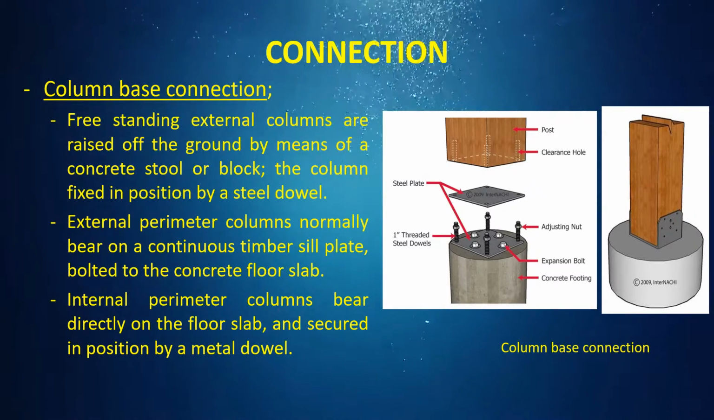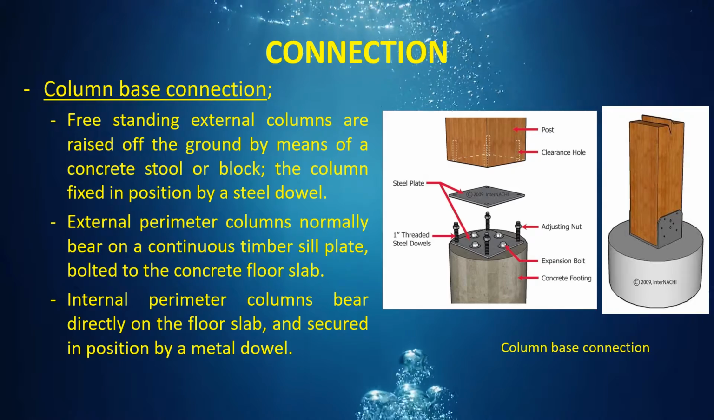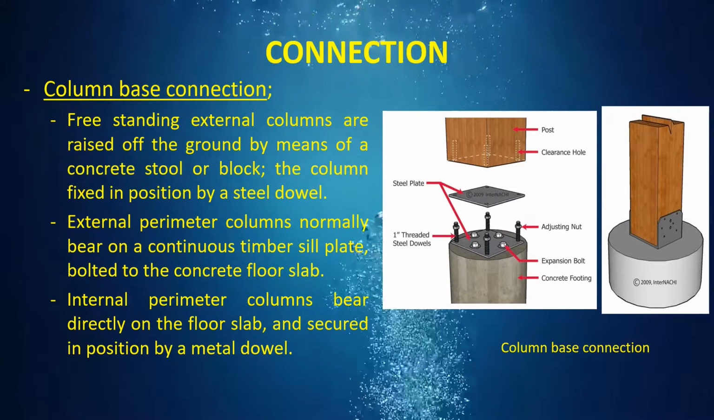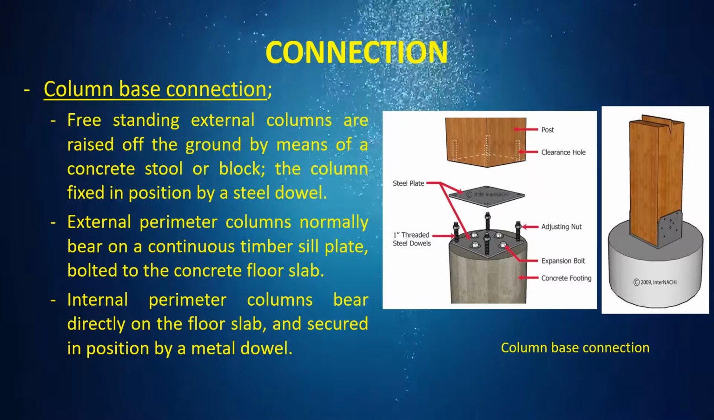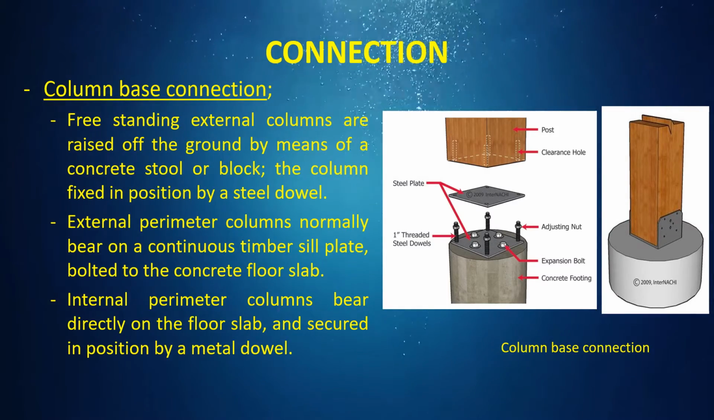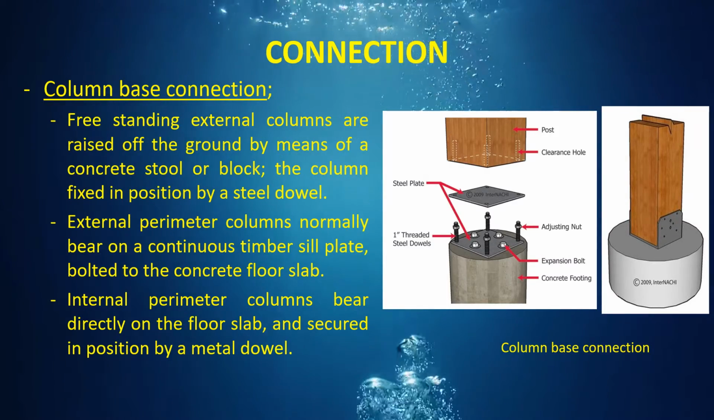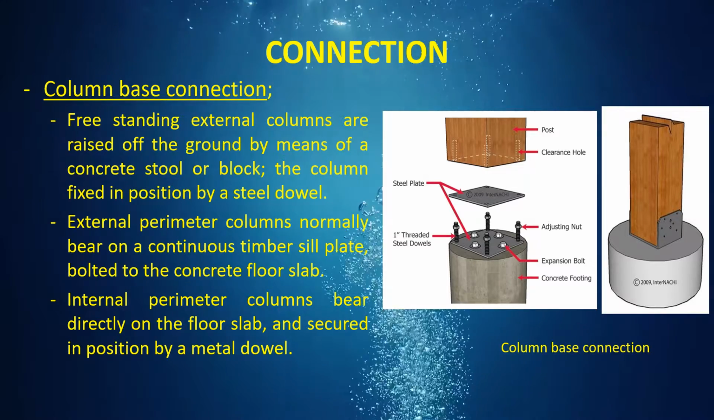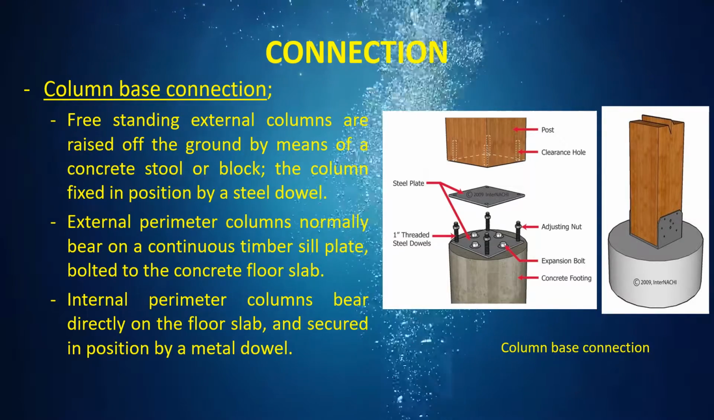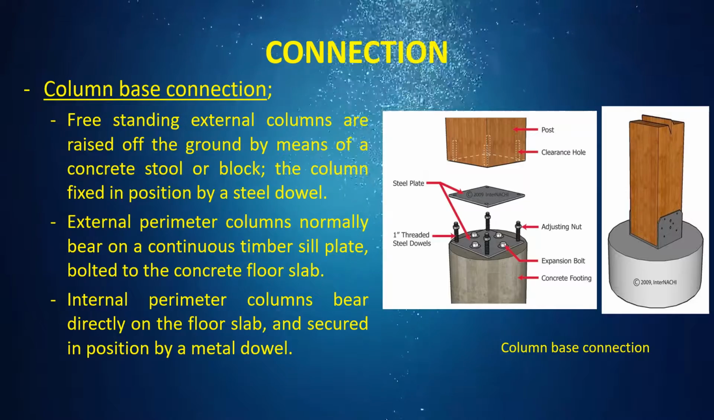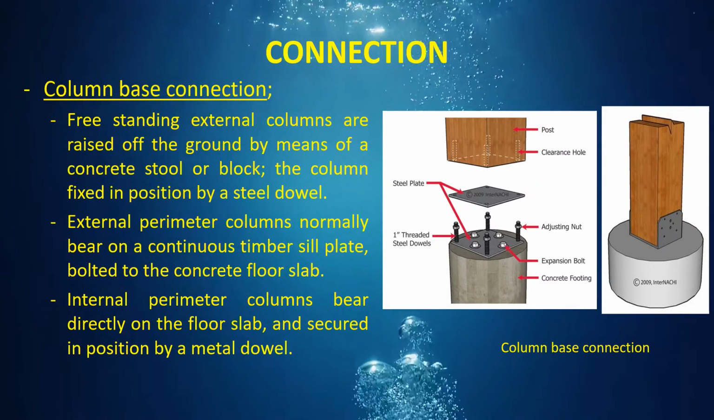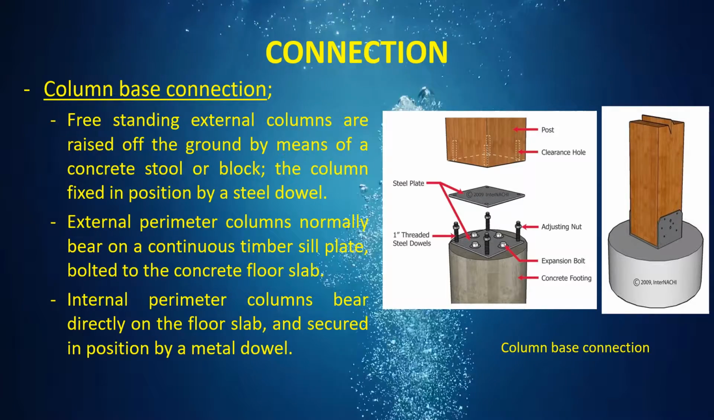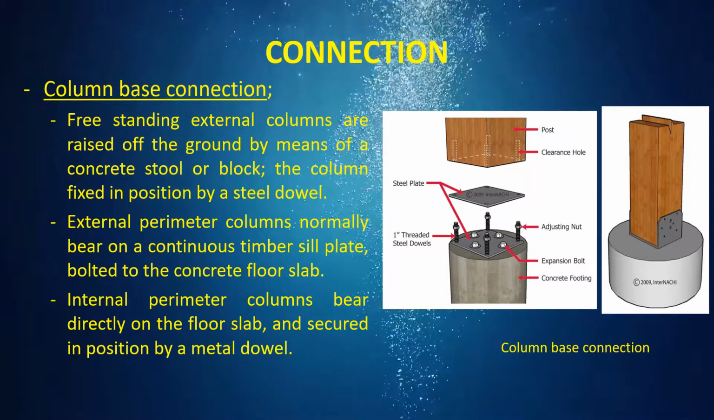External perimeter columns normally bear on a continuous timber sill plate which is bolted to the concrete floor slab or perimeter dwarf wall, which also carries the infilling wall panels. Internal perimeter columns usually bear directly on the floor slab, thickened to form a base if necessary, and are secured in position by a metal dowel.